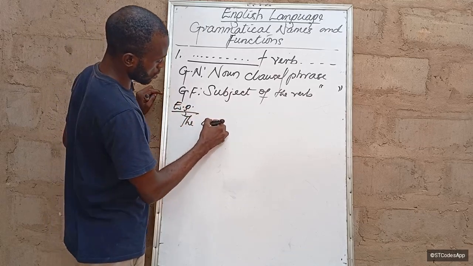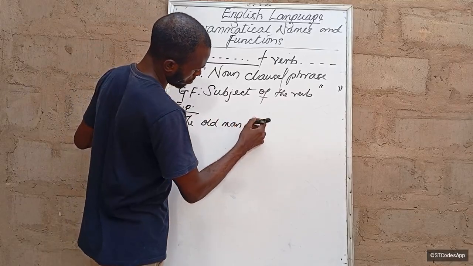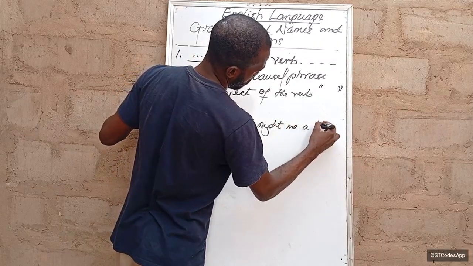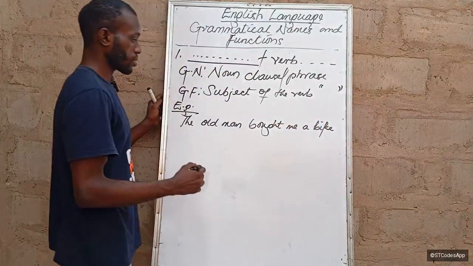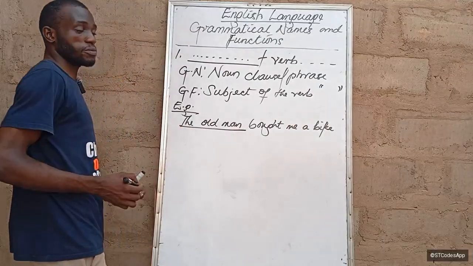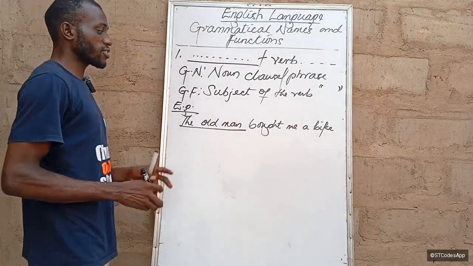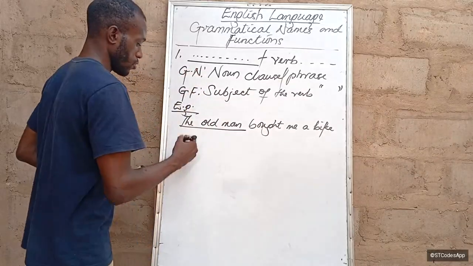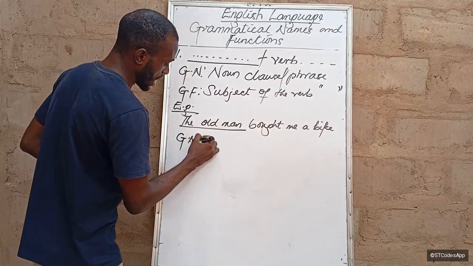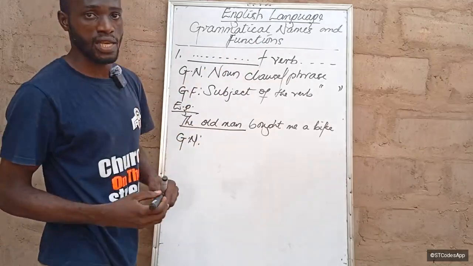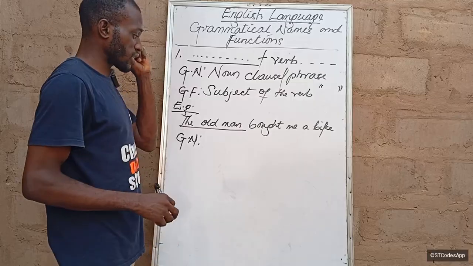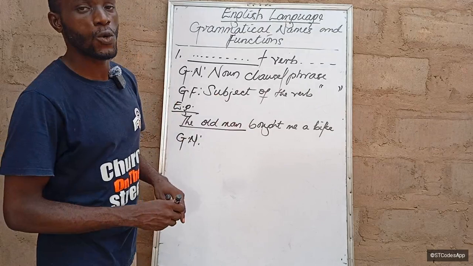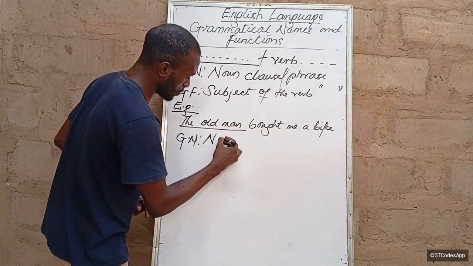The old man bought me a bike. So look at this statement. The old man is underlined, and you're asked to tell the grammatical name and function of this underlined expression. You can already see that it looks like the structure I gave you here. Because there's an underlined expression immediately followed by a verb, you definitely know that this is a noun.